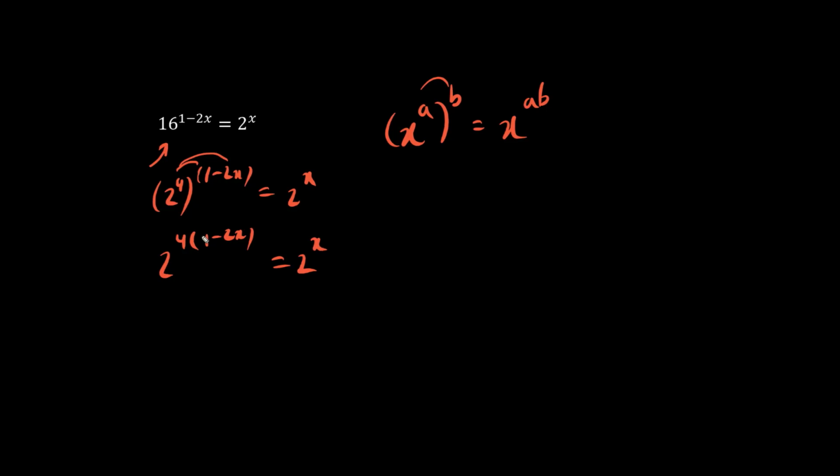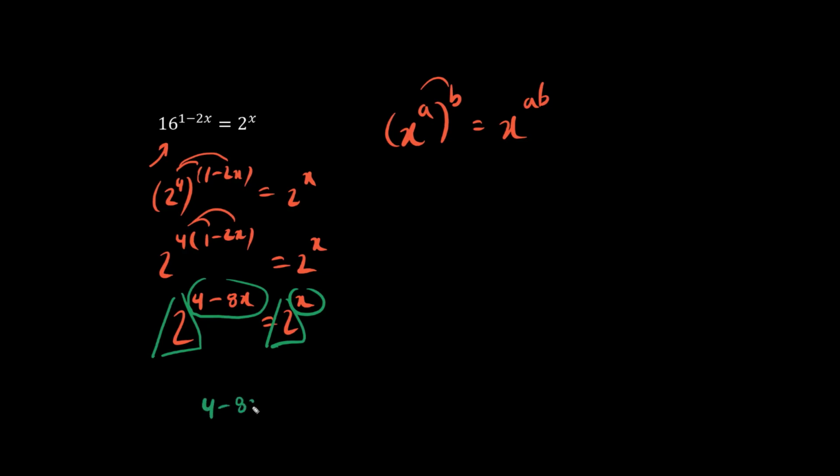And so we use distribution. What's 4 times 1? We have 4. And what's 4 times minus 2x? We have minus 8x. Now when the bottoms are the same, we have 2's here and here, the tops also must be the same. Same, same, same, same. So 4 minus 8x equals x.